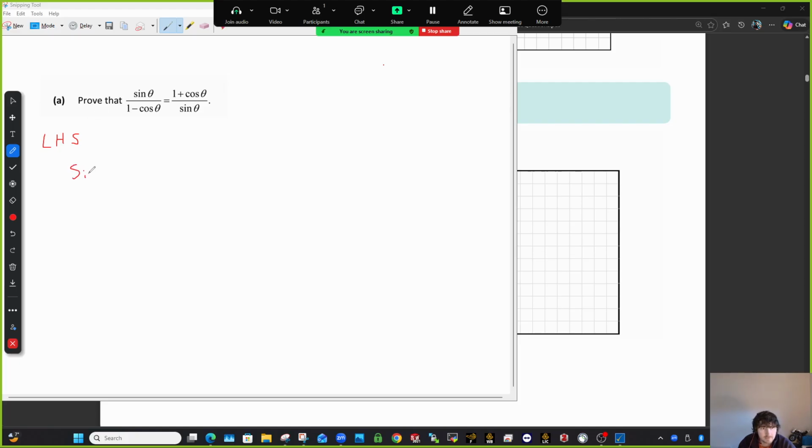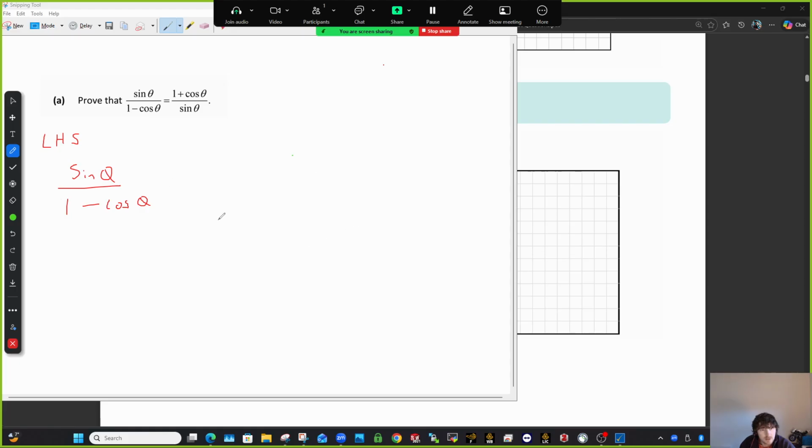So let's just take the left-hand side. That's what LHS means. And we write that down. We don't write that it's equal to the other thing. We're just going to do things to this left-hand side. So what's a good decision to do here? Well, 1 minus cos theta is here, and then there's a 1 plus cos theta over here. So how could that ever come about?